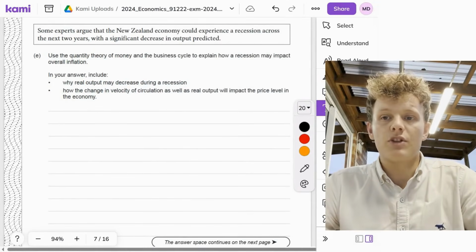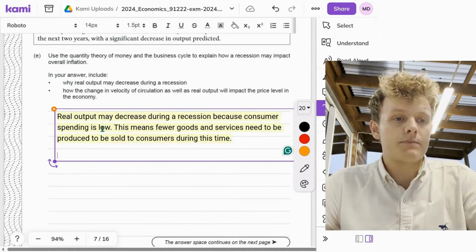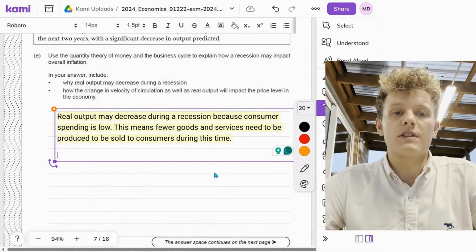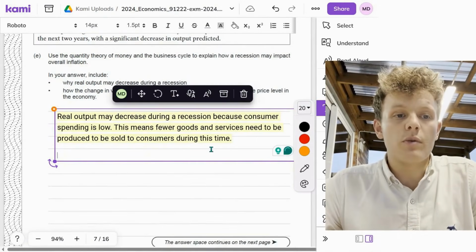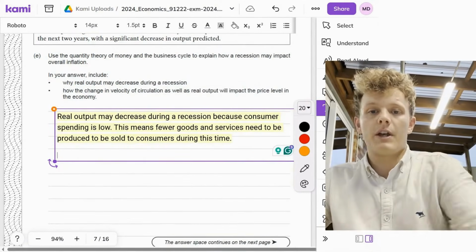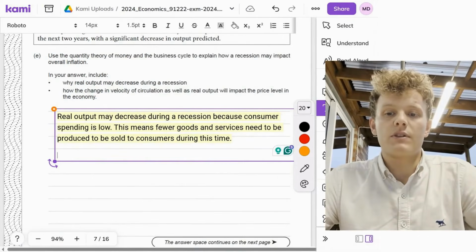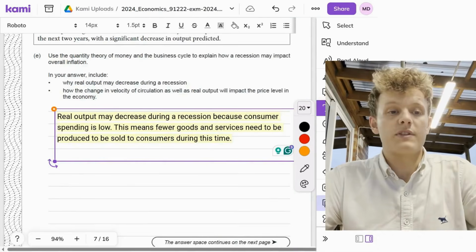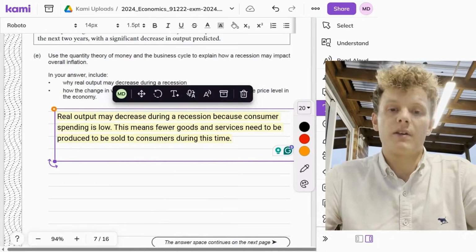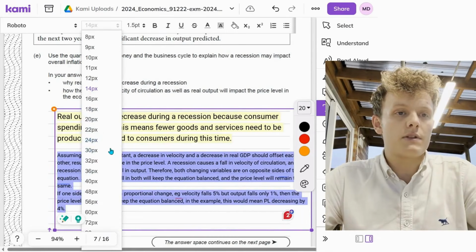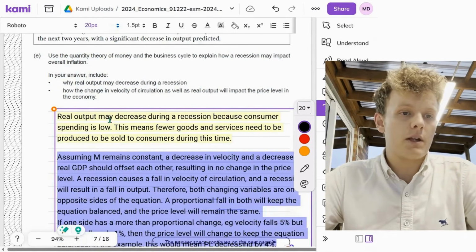Real output may decrease during a recession because during a recession, consumer spending is low. This means fewer goods and services need to be produced to be sold to the consumers during this time. Pretty good answer. That's one reason. There might be another reason. You might want to say something about unemployment increasing, or talking about the definition of recession there if you like, but that would be sufficient. And then we'll make this a bit larger for us to read, even one more than that.